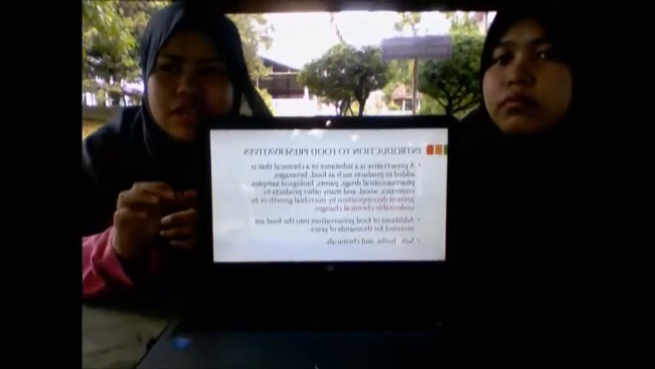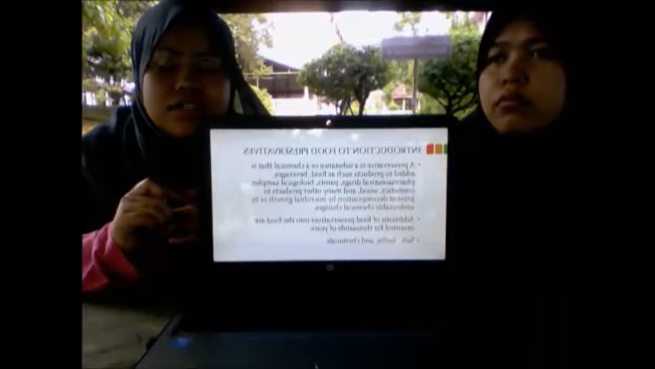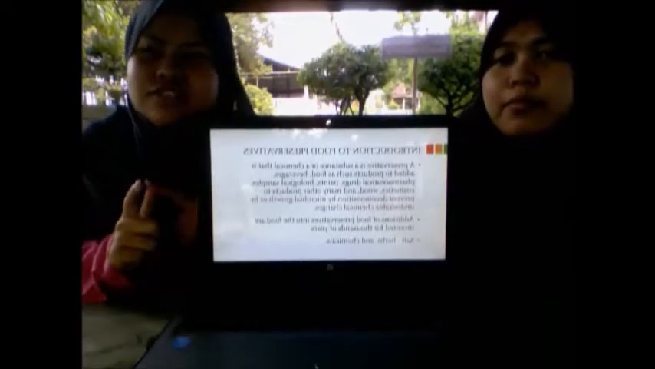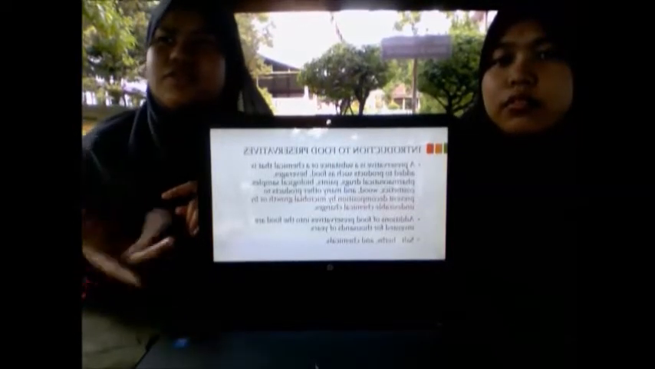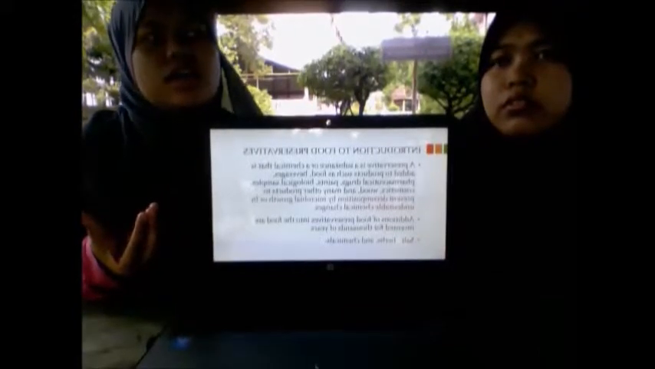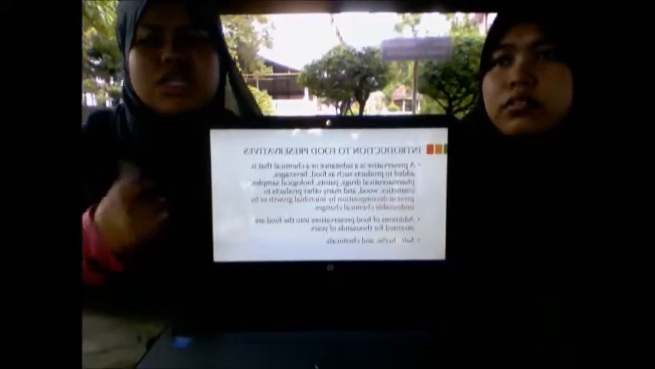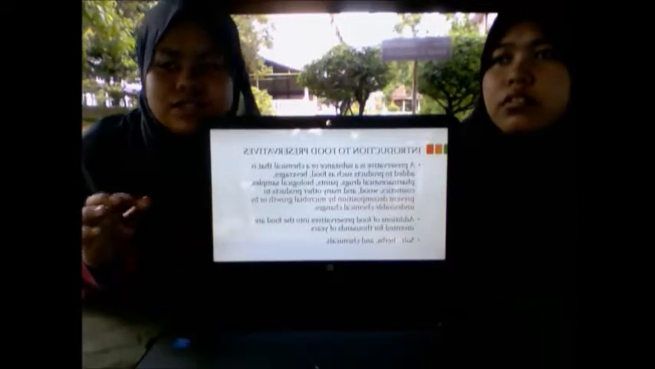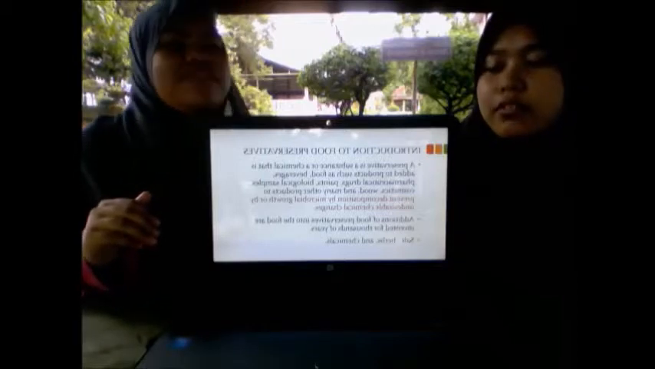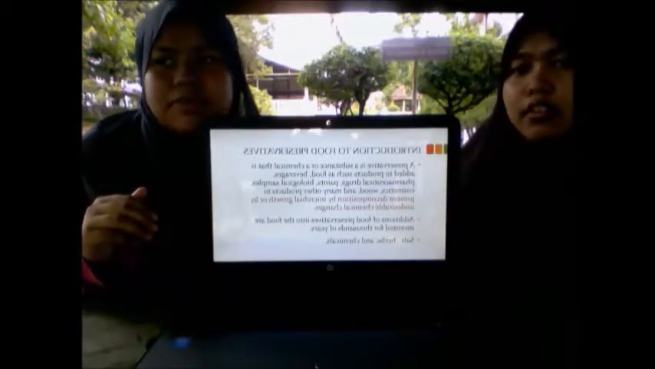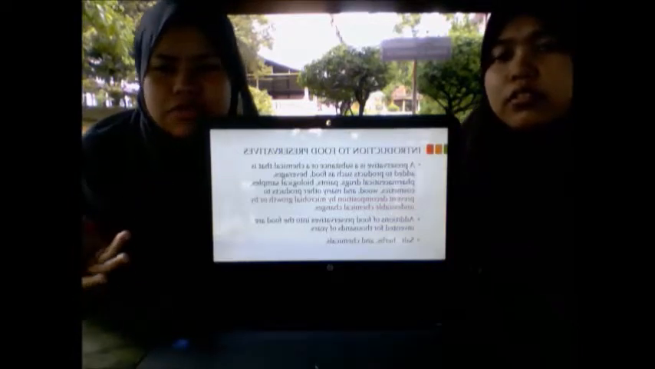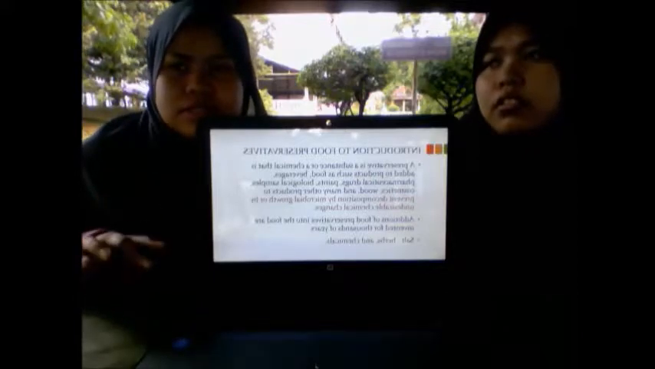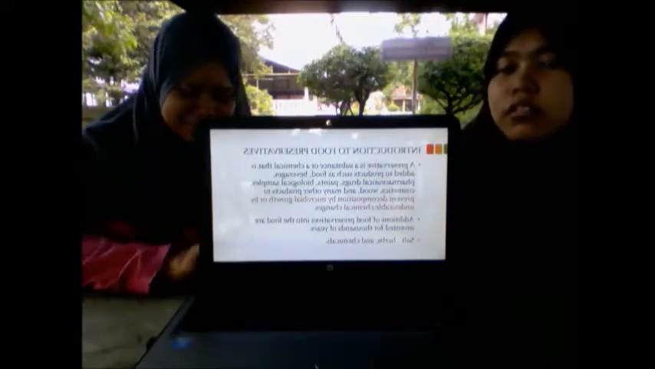Food preservative is divided into two, which is natural and artificial. So natural is good because the food has its own natural preservative. We didn't add the natural preservative in food because it has its own preservative. So for artificial, it may cause a bad effect to the food because we add some chemical substance.